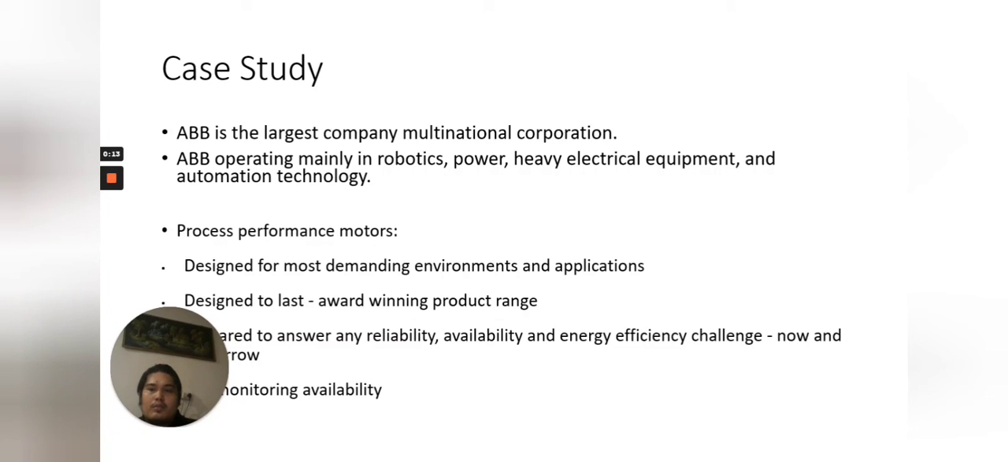ABB is the largest multinational corporation. ABB operates mainly in robotics, power, heavy electric equipment and automation technology. Process performance motors are designed for the most demanding environments and applications. Designed to last, an award-winning product range. Prepared to answer any reliability, availability and energy efficiency challenge now and tomorrow. Full monitoring available.